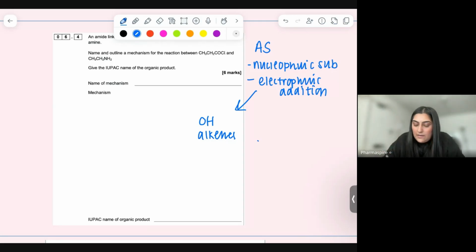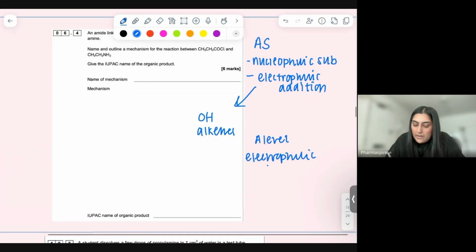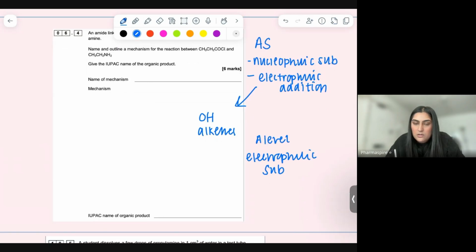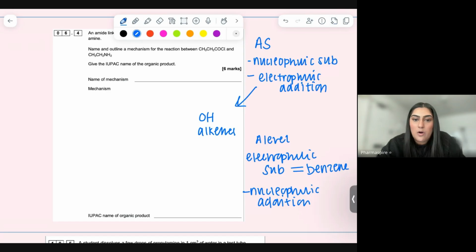Now, second, in A level, you learn electrophilic substitution, which is with what compound? What's the only compound that can do electrophilic substitution? Exactly, benzene. And then what do you have here? Nucleophilic addition. So you have your harder compounds that no one likes, which are your acyl chlorides and typically your carbonyls. Okay, so that's how I remember the name of each of these mechanisms.